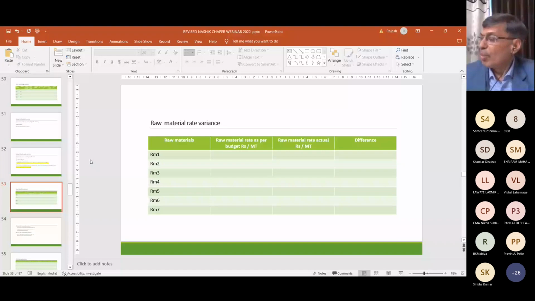Now raw material rate variances. In the raw material rate variances, the budgeted and actual rates are compared. It may be compared for A and B category items, which is better for the management rather than going for all raw materials, because usually 8 to 10 key raw materials contribute around 8-10% of the total, so it is better to focus on these key raw materials.